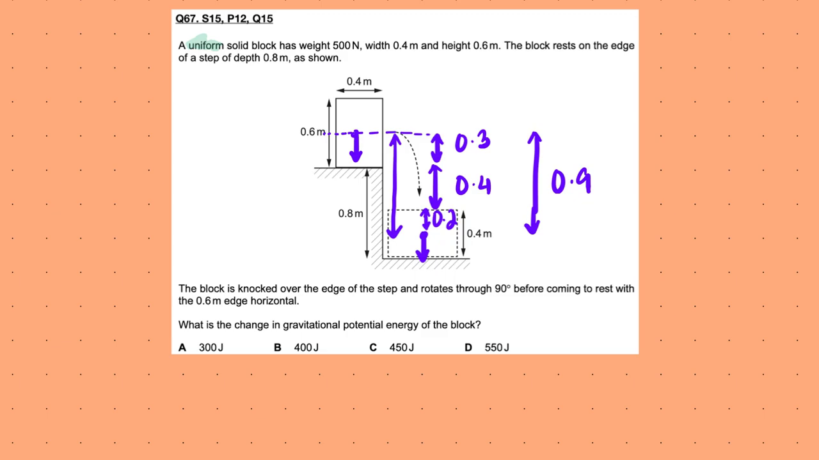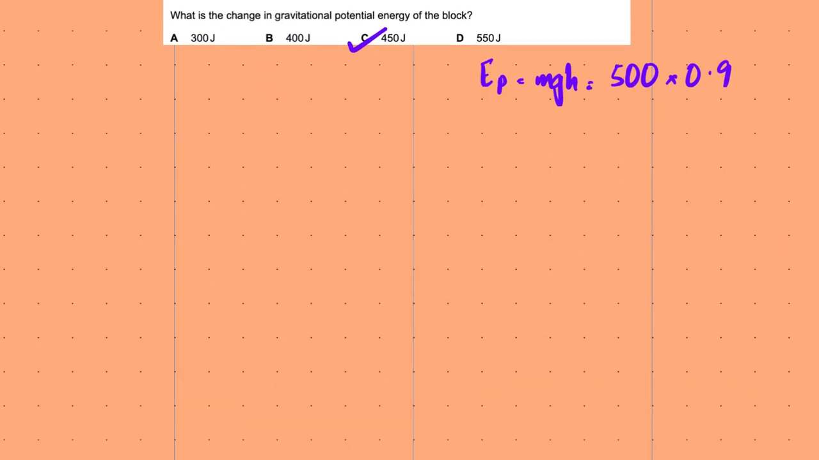So GPE is mgh. Mg is 500, that's the weight, and h is 0.9. So this turns out to be option C, which is 450. Let's move on to the next question.